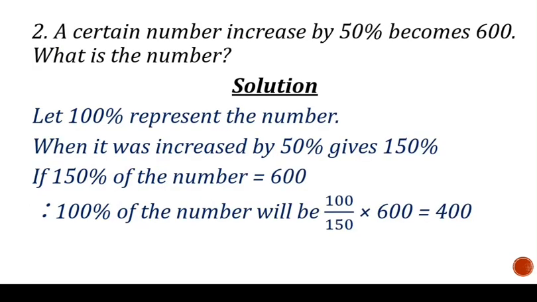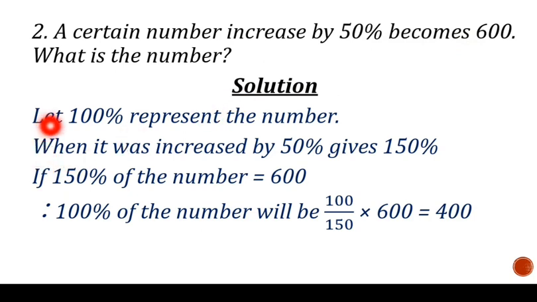Let's quickly go to another example. Example 2 says a certain number increased by 50% becomes 600. What is the number? Now, solution. They said a certain number, that means that number we don't know. A number is increased by 50% and it becomes 600.